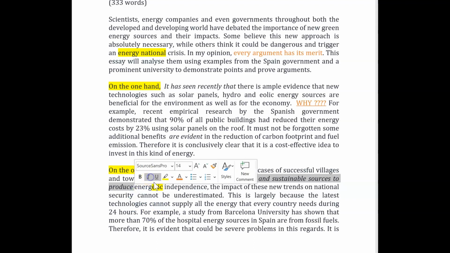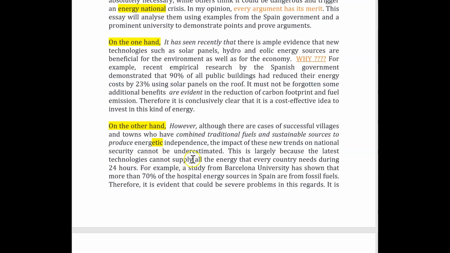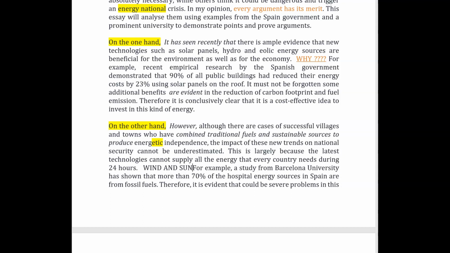The impact of these new trends on national security cannot be underestimated. Good. Lovely sentence. You've done that very correctly, but expand here to make it really clear. Every time you expand, you're going to get more marks. Yeah? This is largely because the latest technologies cannot supply all the energy every country needs over a 24-hour period.